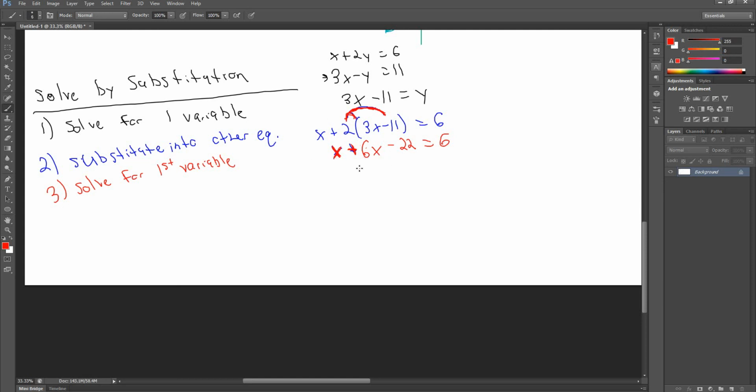So then here I have 7x by combining the like terms. If I add 22 to both sides, I get 7x is equal to 28. And then we divide by 7, and we get x is equal to 4. And now that I have x solved for, all I have to do is plug in x to solve for the other variable.